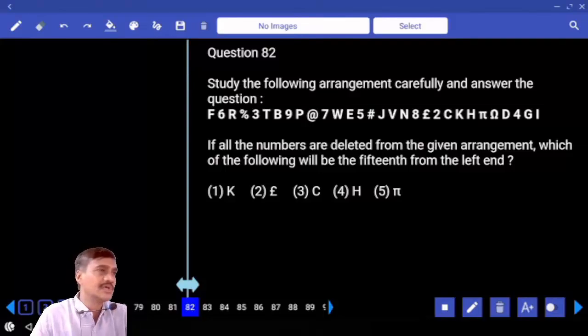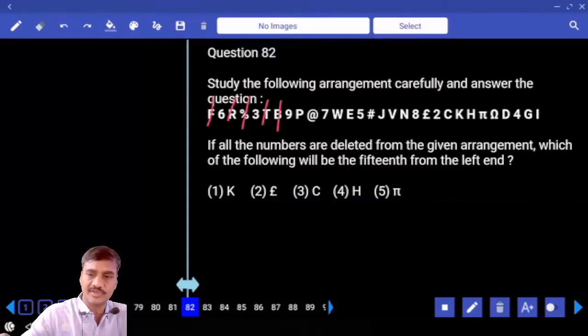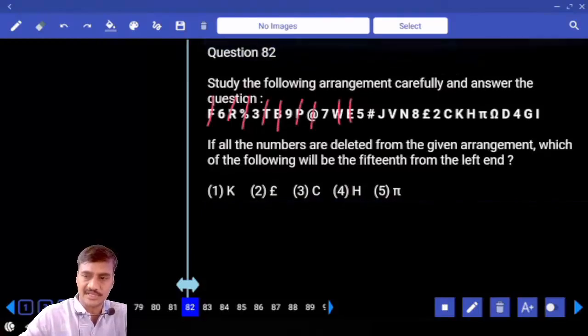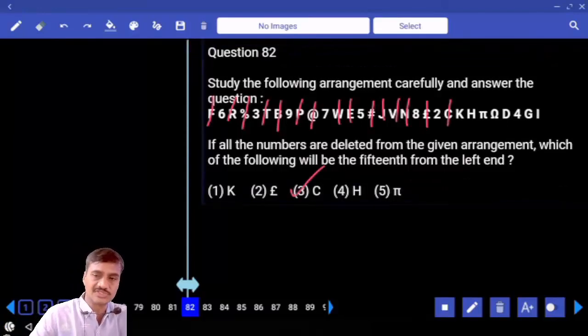Now in this, if the numbers are deleted from the above, which of the following will be 15th from the left? 15th from the left without the numbers. 1, 2, 3, 4, 5, 6, 7, 8, 9, 10, 11, 12, 13, 14 and 15. What is your answer? C, that is choice 3, question number 82.